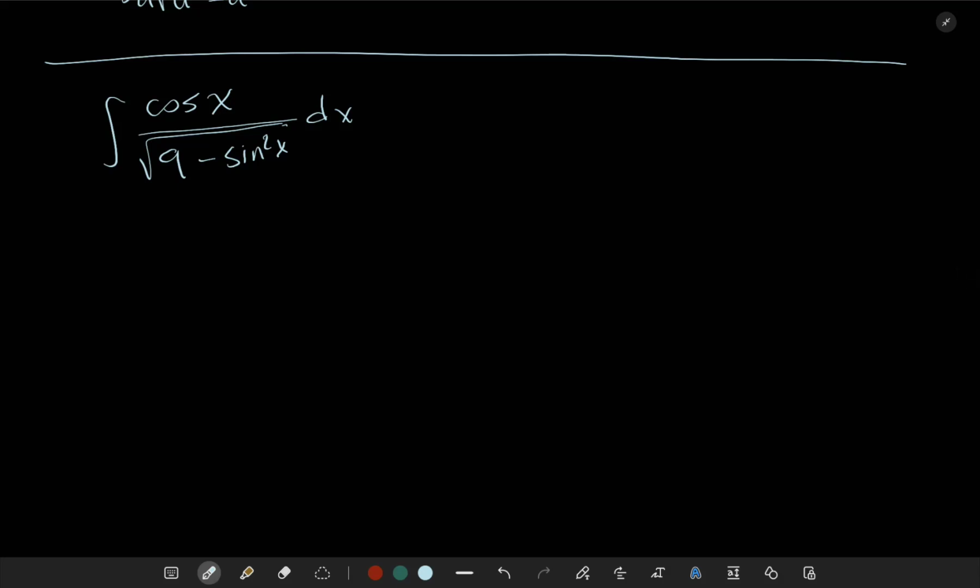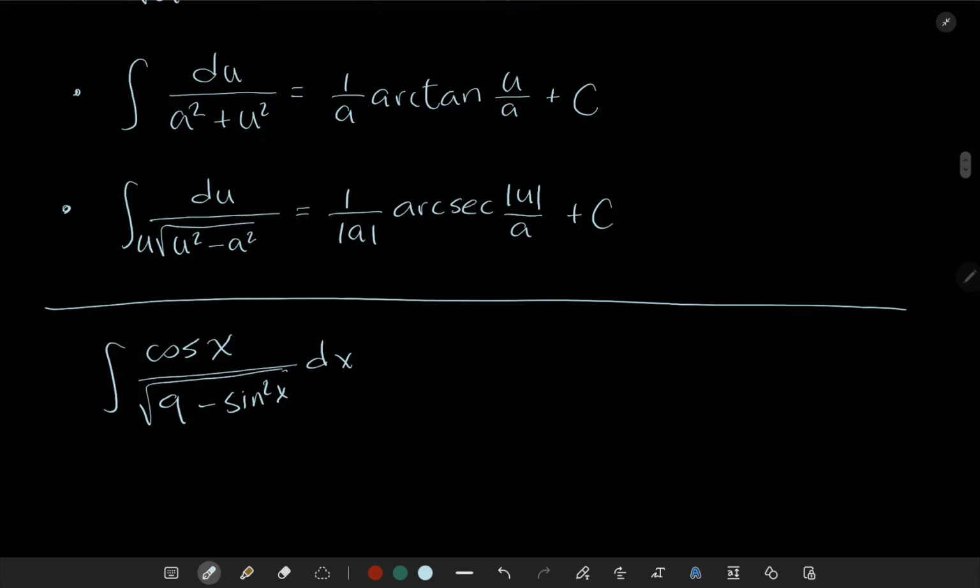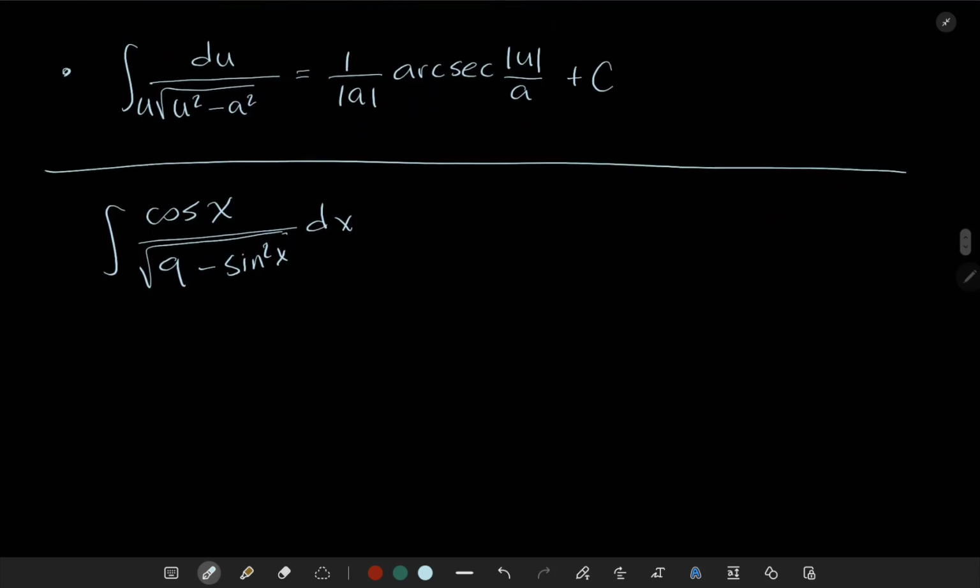All right, so let's integrate that. And what you notice then for that one is that it looks kind of like this. 9 would be 3 squared minus sine squared. u is going to be the sine. And then whatever you have in the numerator, hopefully it's going to be your du, and it is. So let's take a look at that.